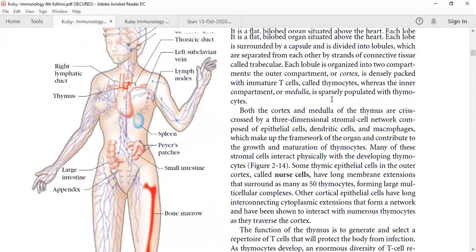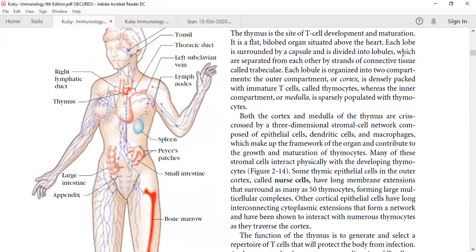All right. Lobules are separated from each other by strands of connective tissue, which are called trabeculae. Each lobule is organized into two compartments. One is called the outer compartment or the cortex, densely packed with immature T cells. So it has immature T cells called thymocytes. Whereas the inner compartment or medulla is sparsely populated, meaning it has a lower density of thymocytes.